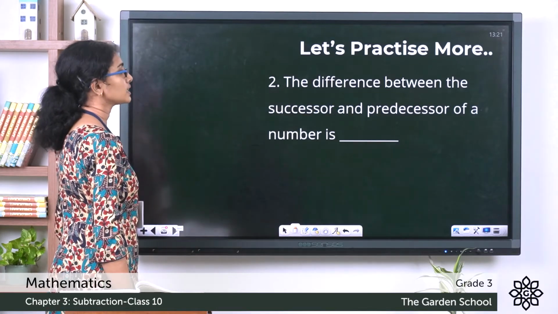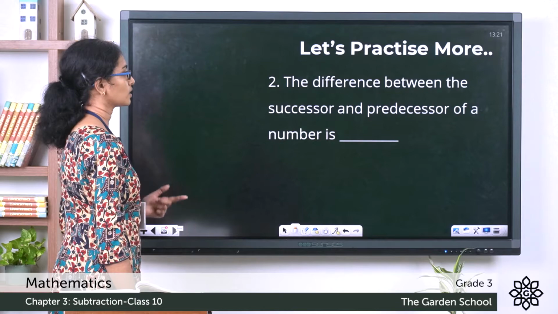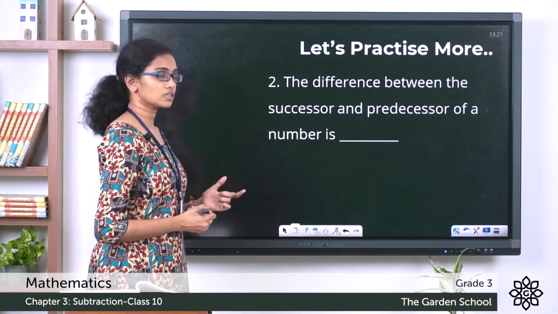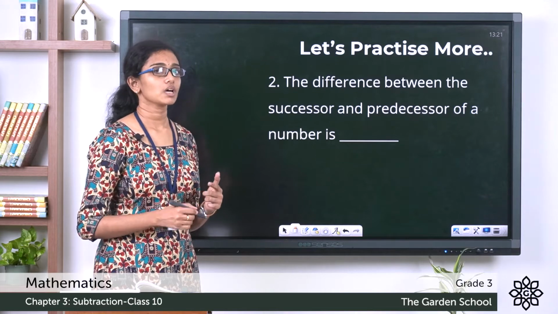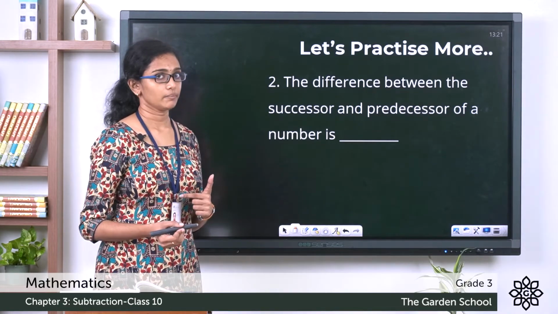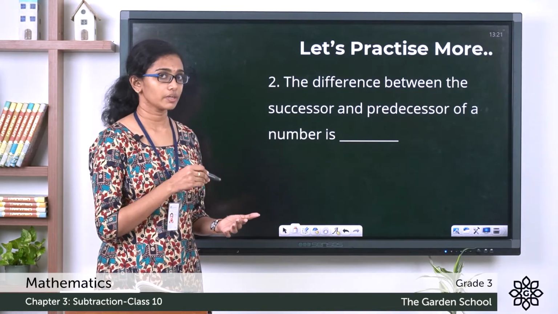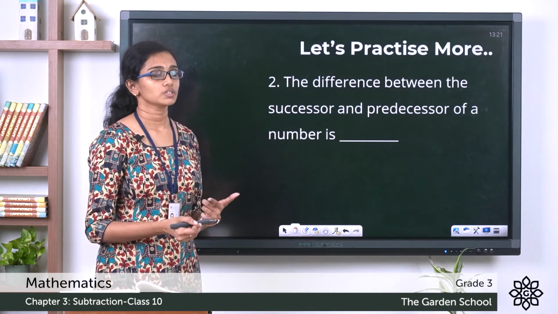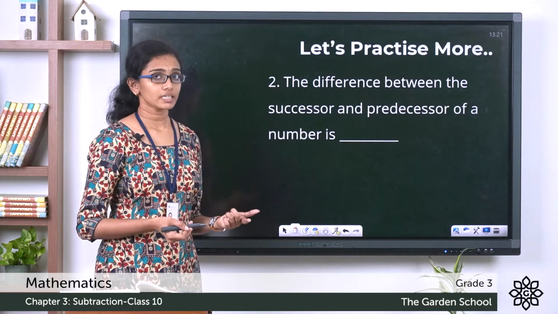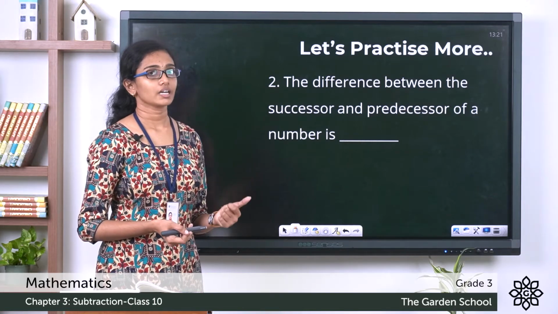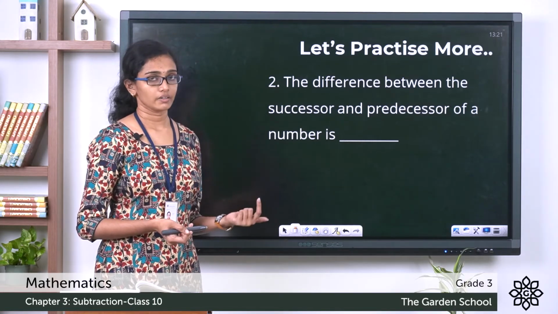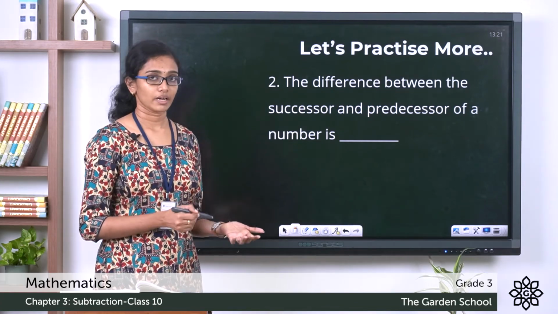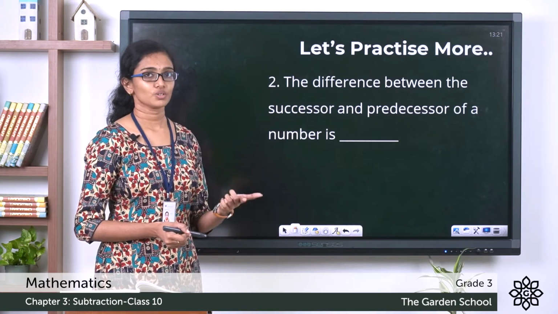The difference between the successor and predecessor of a number is. So, what is successor of a number? Successor means a number that comes right after a given number. So, if you are given the number 3, what is the successor of 3? It will be 3 plus 1, which is equal to 4. And predecessor means the number that comes right before a given number. So, if 3 is given, what is the predecessor? It is 3 minus 1, which is equal to 2.